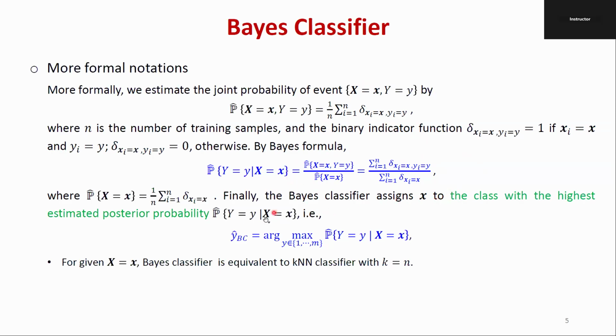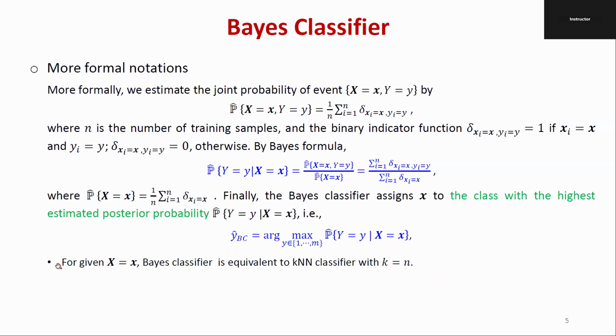Done. So now finally, as I just mentioned, the Bayes classifier assigns this target data point x to the class with the highest estimated posterior. So here I'm going to compute the probability of y equal to 1 given x, y equal to 2 given x, till y equal to m given x. Because I have m classes, I'm going to go through all these m classes to see which class has the highest posterior. And then I'm going to assign this target data to that class.